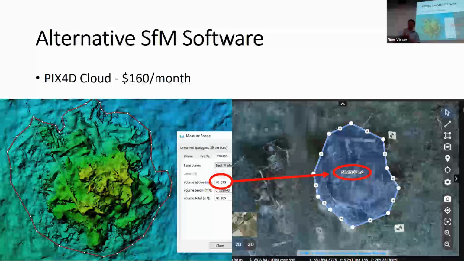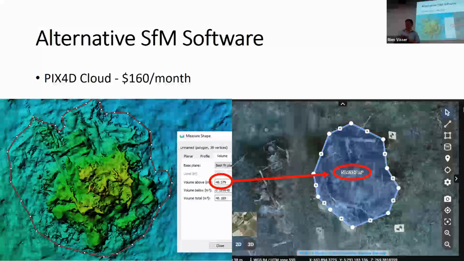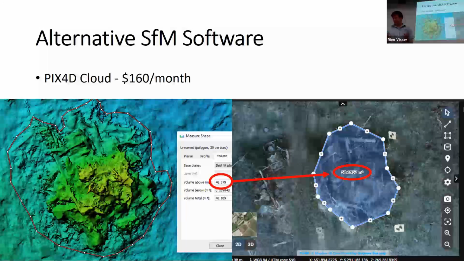There is, as I say, a number of software packages available. This would be the next one, Fix4D Cloud, which is entirely online, and that you can get a license for $160 a month. So it's not an enormous cost, and that's the user interface on that slide. Evaluating the volume of the same pile, we've got 48 cubic meters in Agisoft and 50 cubic meters in Fix4D. So it's very similar, and I'd say more accessible.